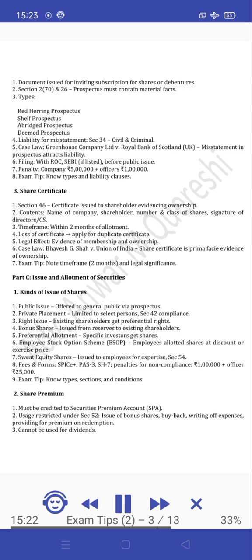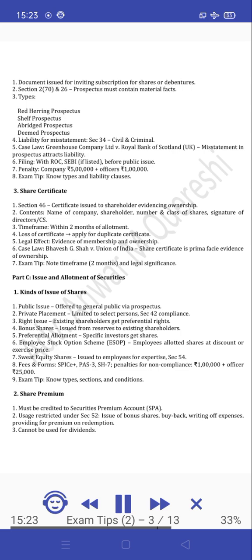6. Employee stock option scheme, ESOP: employees allotted shares at discount or exercise price. 7. Sweat equity shares: issued to employees for expertise, Sec 54. 8. Fees and forms: SPICe+, PAS-3, SH-7. Penalties for non-compliance: 100,000 rupees plus officer 25,000 rupees. 9. Exam tip: note types, sections, and conditions.